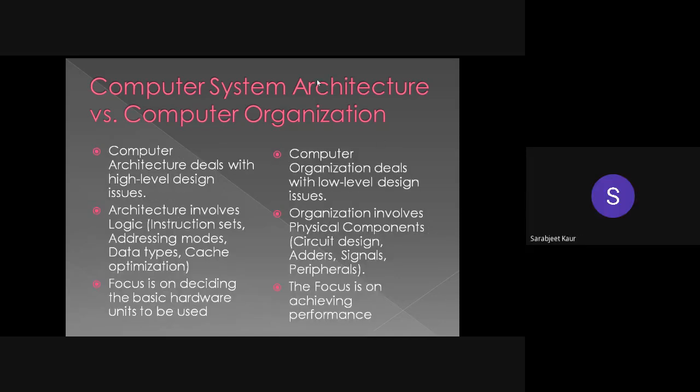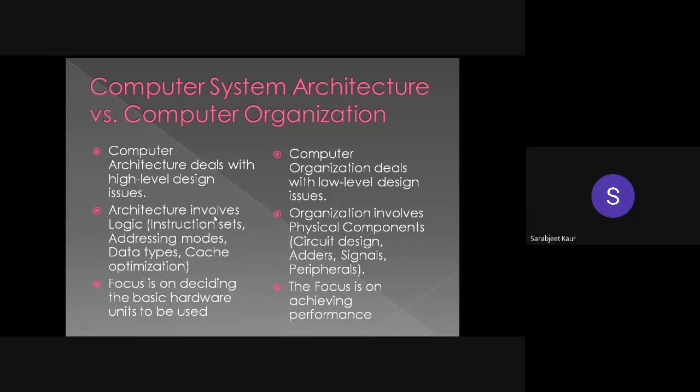Now, computer organization deals with low-level design issues, whereas computer system architecture deals with high-level design issues. Organization involves physical components such as circuit designs, adders, signals and peripherals, etc., whereas the architectural design or the architecture involves logic. That means the instruction sets, addressing modes, data types, cache optimization, etc.